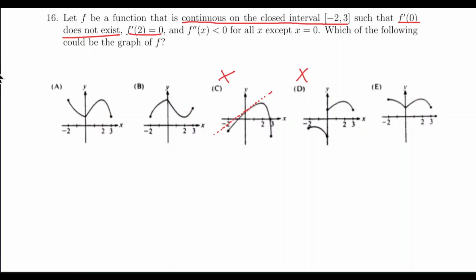And f double prime is negative for all x except x equal to 0. F double prime is negative means the function is concave down. But how can A be the answer then? Because this is smiling in nature. Concave up, not allowed. How can B be the answer? It is smiling in nature all the way, not allowed. Yes, E is the answer because it is frowning here and it is frowning here as well. It's concave down. That's what I want. So the answer must be E, guys. I hope you understand.